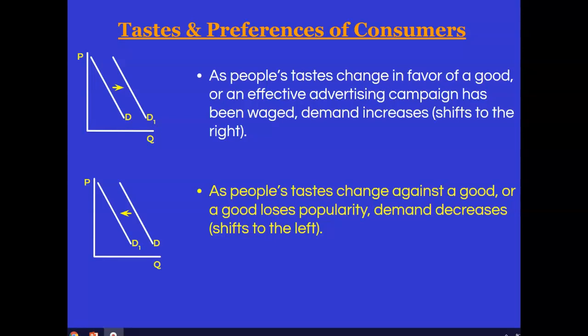As people's tastes change against a good, or it loses popularity, demand decreases or shifts to the left. So as we talked about in class, the demand for the Furbies has gone down. Not as many people are buying them anymore because they don't prefer them. Perhaps there's something else that they prefer. So their demand curve is going to have moved to the left.